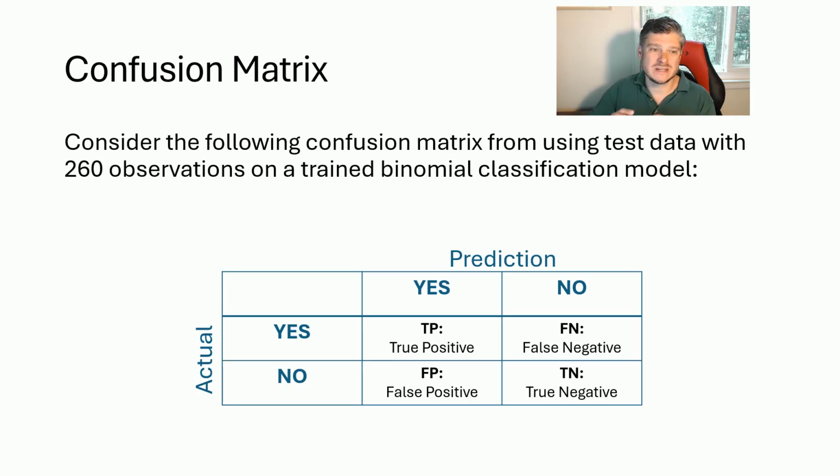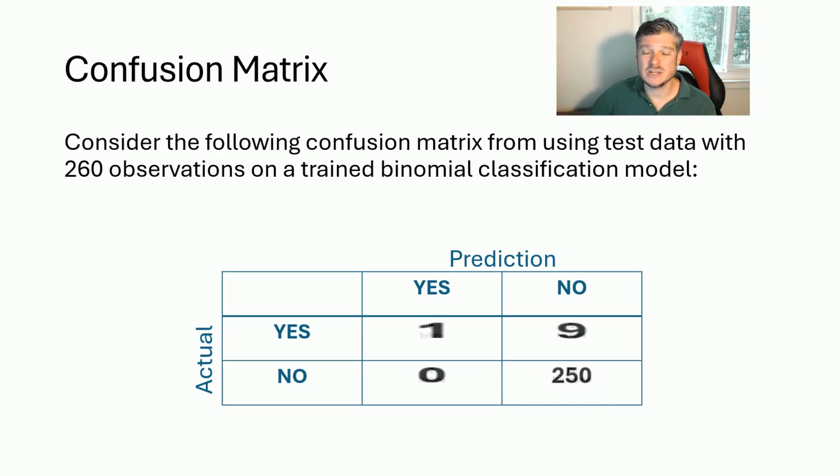I made up an example where we had a test data set with 260 observations. I ran it through my trained model, and these were the results of the confusion matrix that I got at the end. And I want to see how I did.